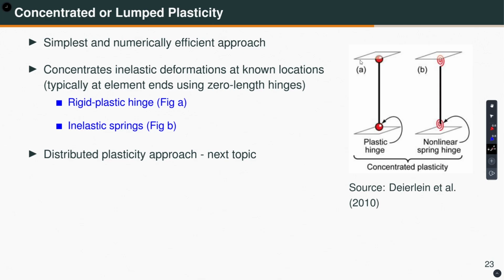So, there are two ways you can model this concentrated or lumped plasticity. What are the two ways? One is through rigid plastic hinge, which is this one, and the other one is inelastic spring. Well, looks very similar, isn't it? So, let me talk about next, and distributed plasticity will take up in the future lectures. So, what is this plastic hinge versus nonlinear spring approach?